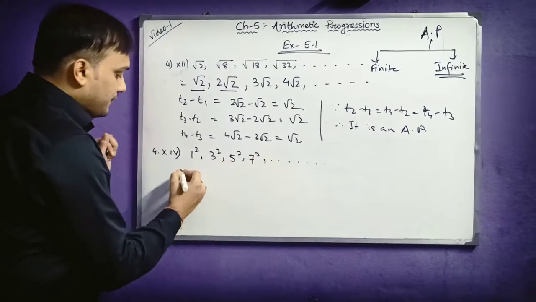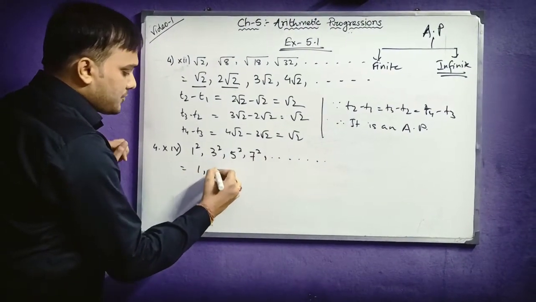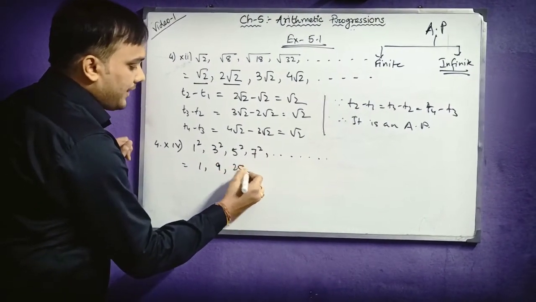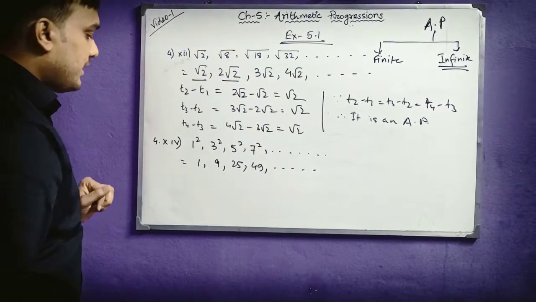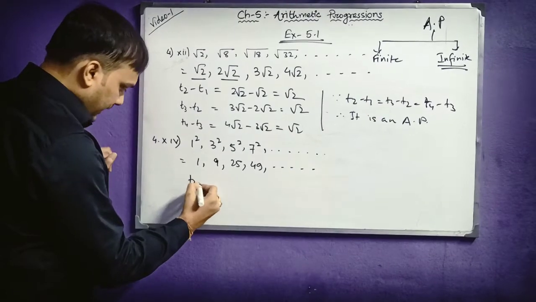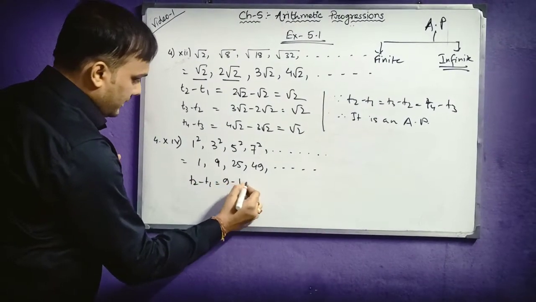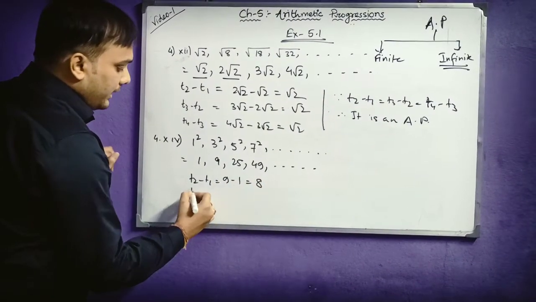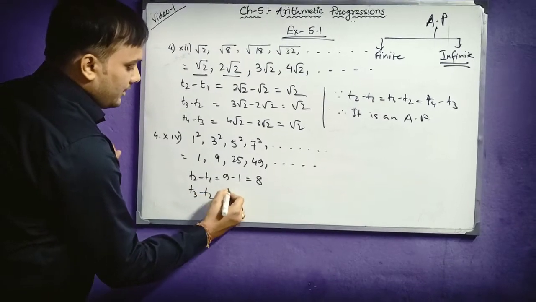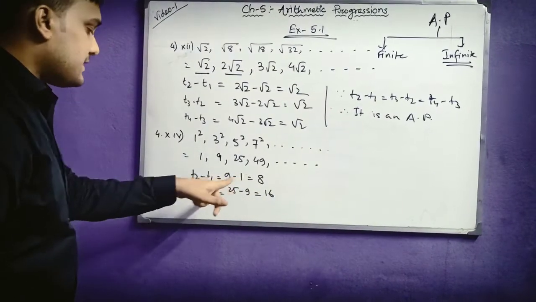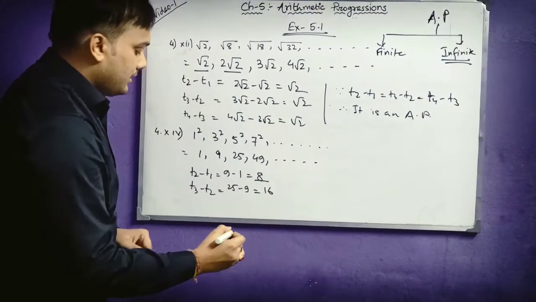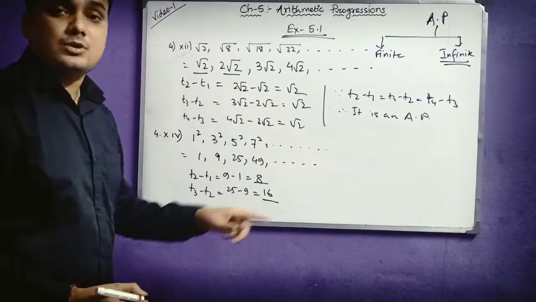Let us solve this one first. 1 square is 1, 3 square is 9, 5 square is 25, 7 square is 49, and so on. Okay, so what will be the difference between the first term and the second term? It will be 9 minus 1, which is 8. T3 minus T2 will be 25 minus 9, it will be how much? 16.